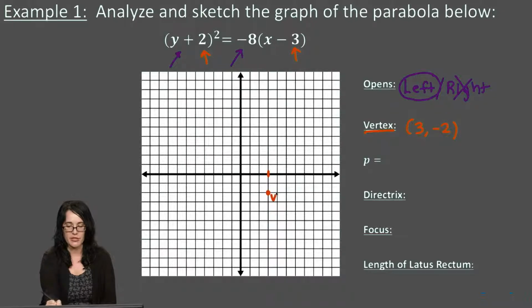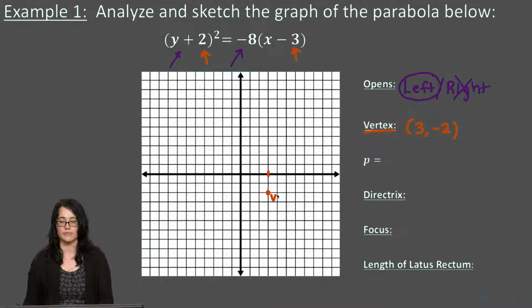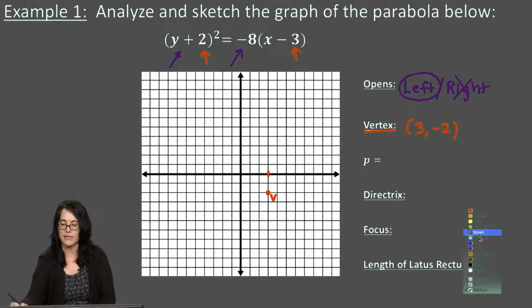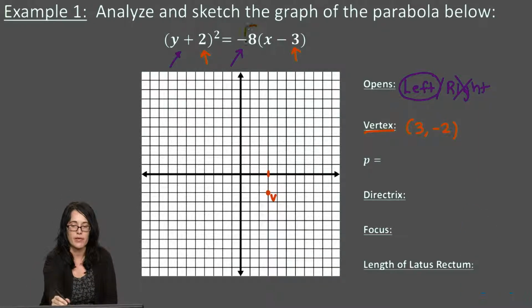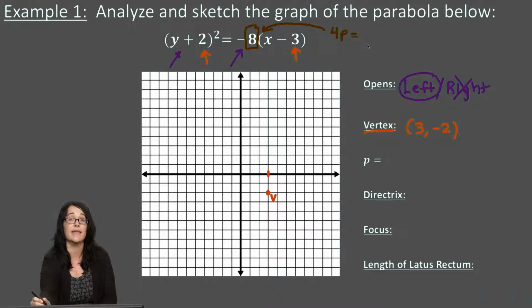So this is the location of my vertex at (3, -2). Now, do we know anything else about this parabola? Yeah, we know its coefficient of x minus 3 is 8. So we must know what 4p is, don't we? Remember that in the standard form of a parabola, the coefficient of the non-squared term is known as 4p. That is the length of our latus rectum, the line segment running through the focus and parallel to the directrix.